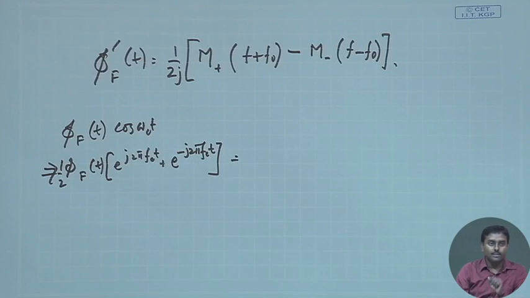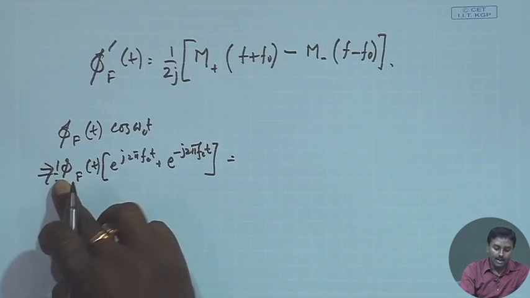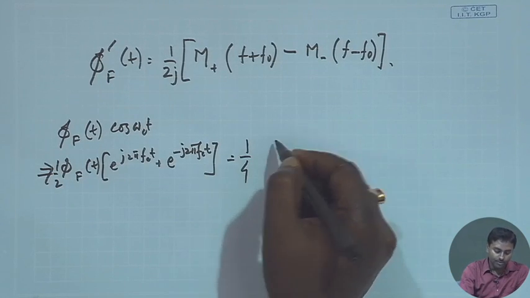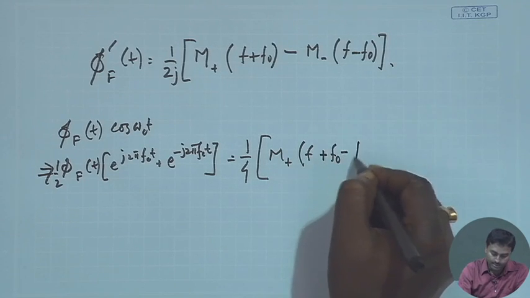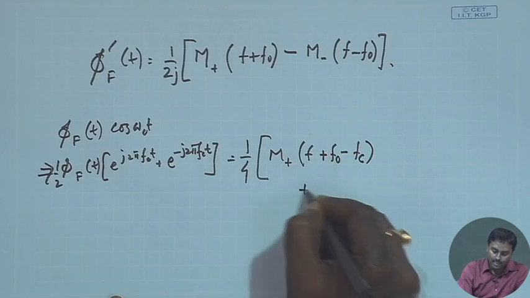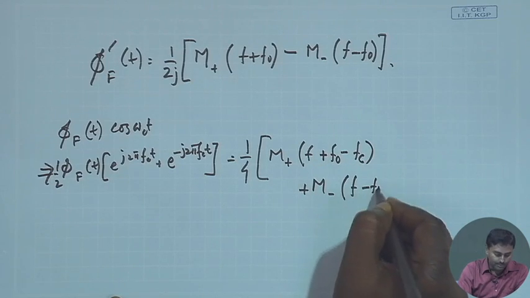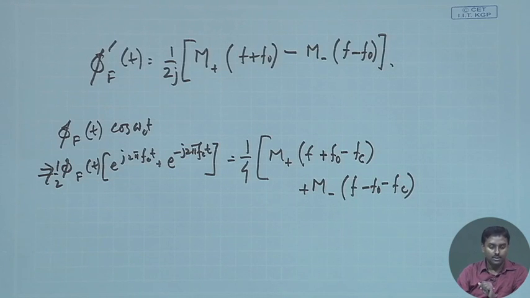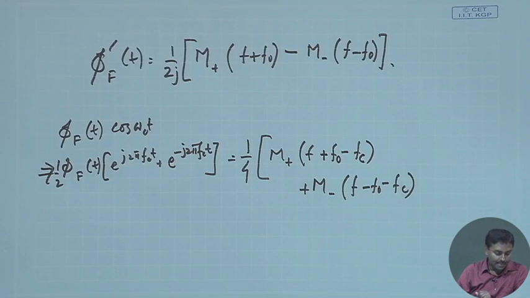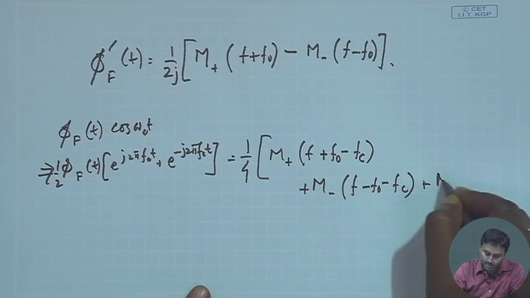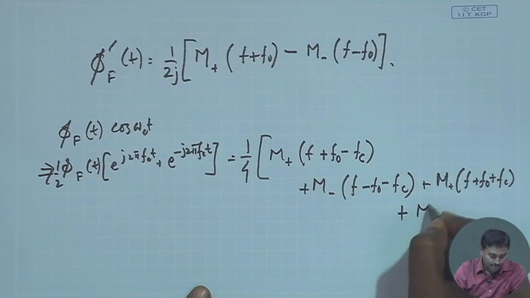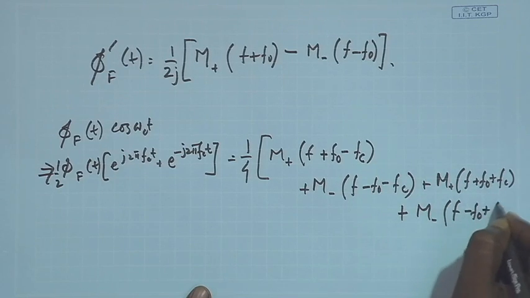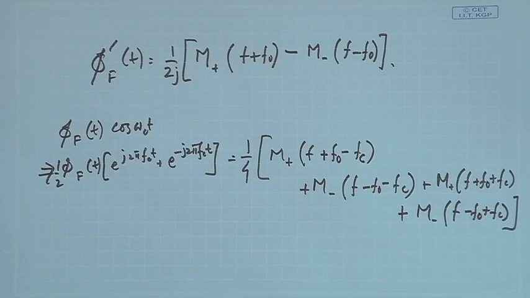If I employ the same technique of frequency translation, we will again get this half, and there is already one half. So, that should be 1 by 4, and I will get a term m plus f plus f0 minus f c, this is one term, then I will get m minus f minus f0 minus f c, that is another term. This is multiplication by e to the power j 2 pi f c t, and then minus f c will give me another 2 terms, m plus f plus f0 plus f c, and m minus f minus f0 plus f c. So, I get these 4 terms.